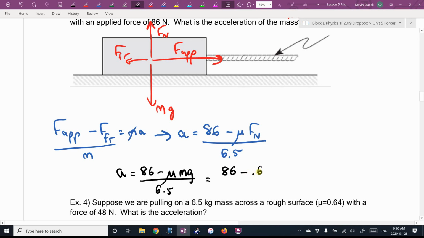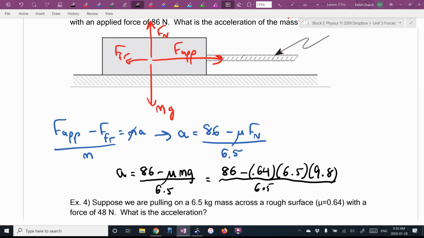86 minus mu was 0.64. M was 6.5. G is 9.8. All over 6.5. I would strongly encourage all of you to be comfortable typing that into your calculator. Believe it or not, we're going to get far more complicated than that in a few days. So, is that a fraction? Brackets around the top. Don't need brackets around the bottom.